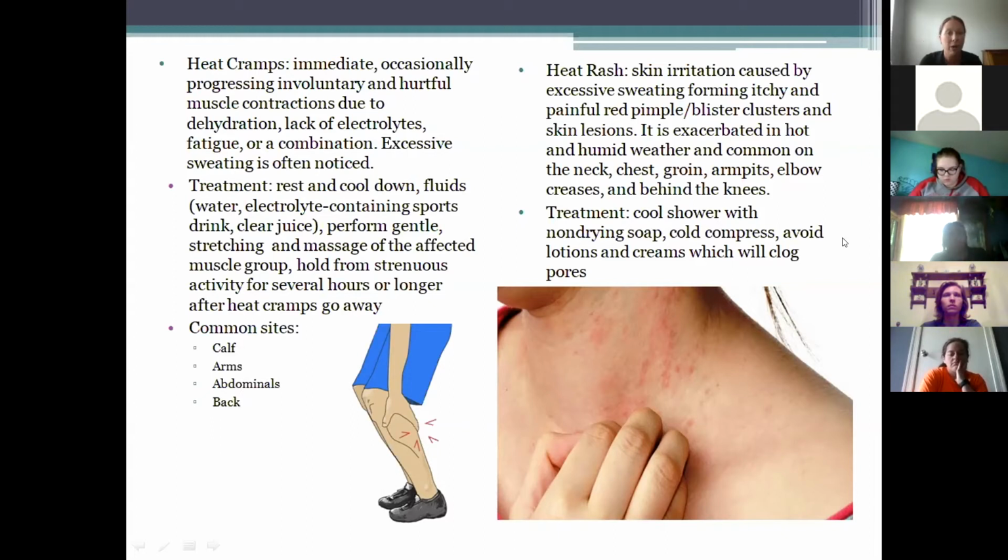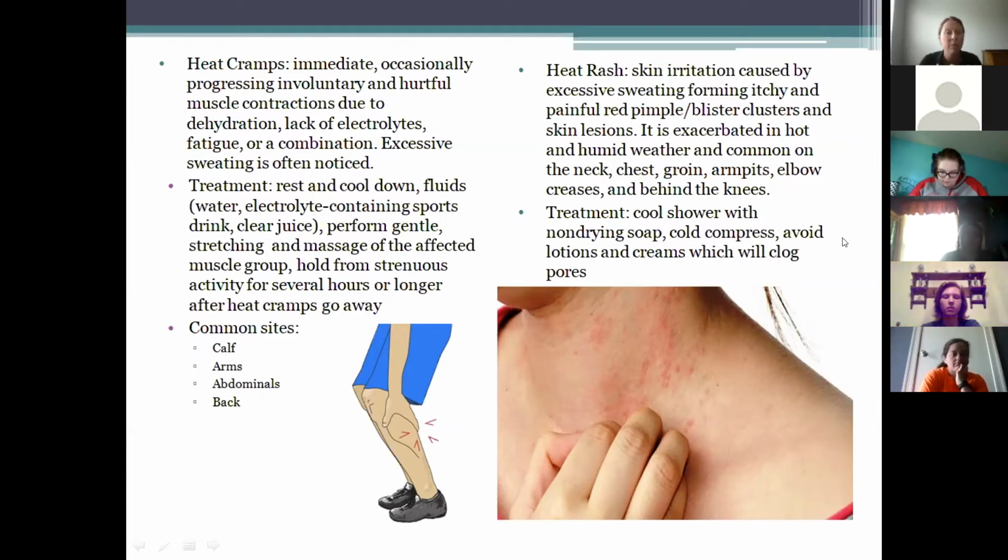The treatment for heat cramps is for the person to rest, okay? So you want to remove them from practice or activity, have them cool down, again, in a shaded area or air-conditioned area if available. We want to provide fluids, either water, a sports drink, clear juice, if possible. Next, you can perform gentle stretching of that involved muscle, even maybe some gentle massage of that muscle group. And you want to hold them from returning to any strenuous activity for several hours, okay, or longer after the heat cramps go away, all right?